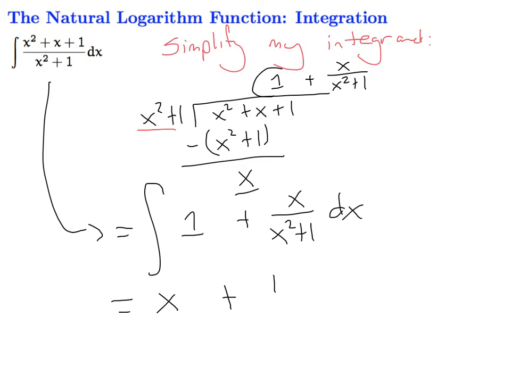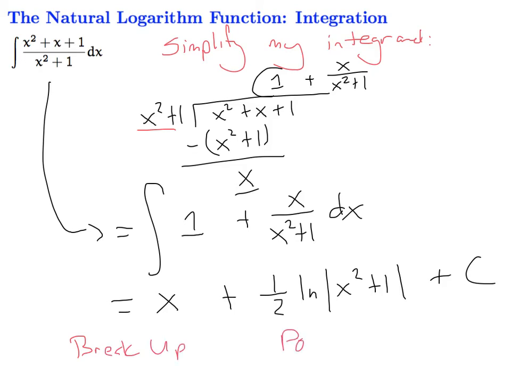Well, we just did this one previously. It's 1/2 the natural log of the absolute value of x squared plus 1 plus the c. So really this polynomial long division really helps us sometimes transform things. So the two big things to remember here are that sometimes you need to break up your integrals, and sometimes you need to pull out polynomial long division. Both really fun.